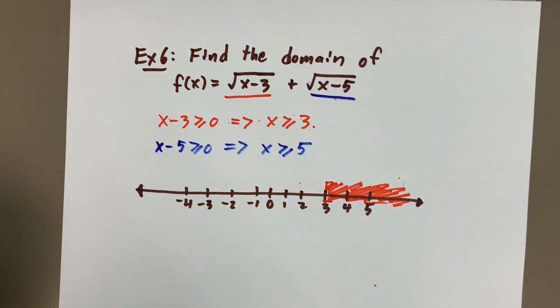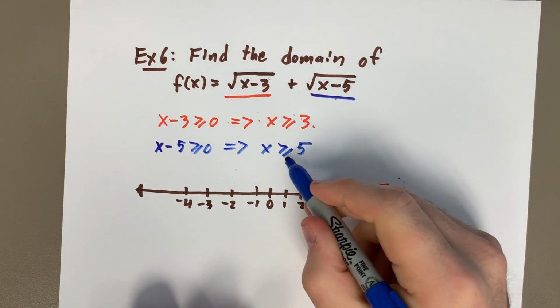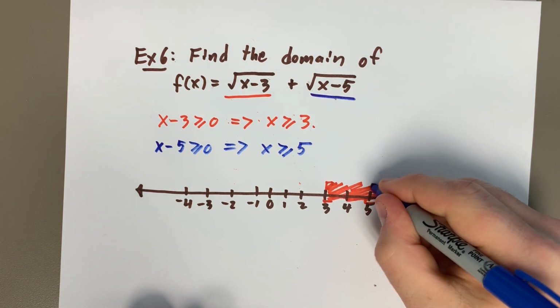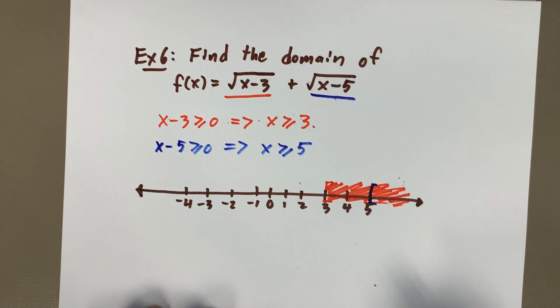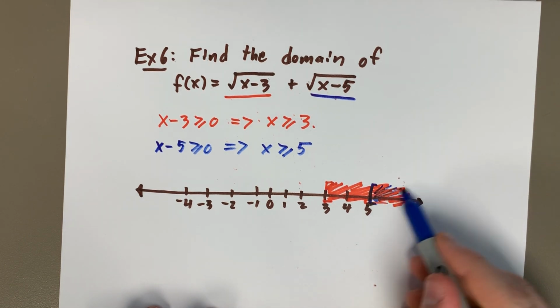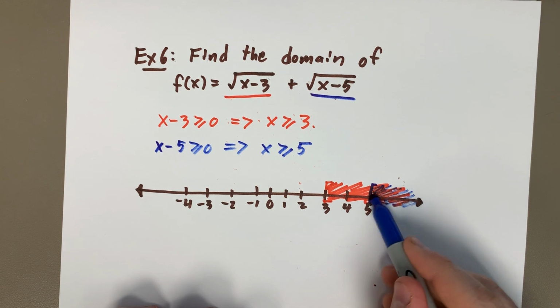Now let's take a look at the domain of this one. We're going to plot the domain of this one by doing a similar shading thing. So we have x is greater than or equal to 5. So I put a square bracket at 5, and I shade onward. Okay?